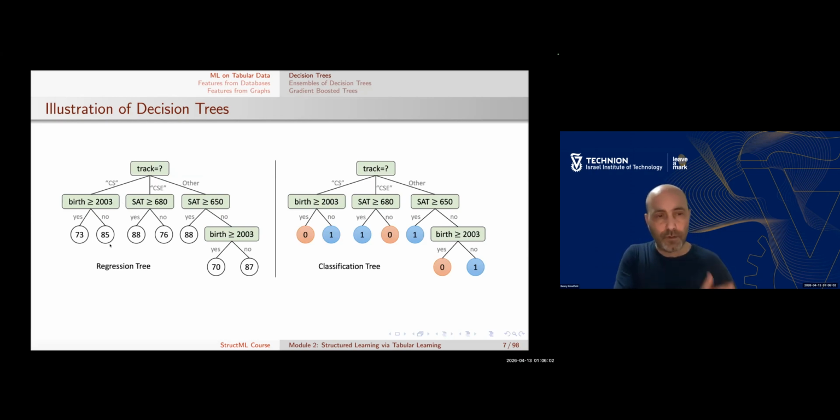In the leaf, you make a decision. In a regression tree, this decision is a number. In a classification tree, this decision is a Boolean value, 0 or 1. If you have a multi-class classification, then the leaf has one of the classes in your multi-class classification.